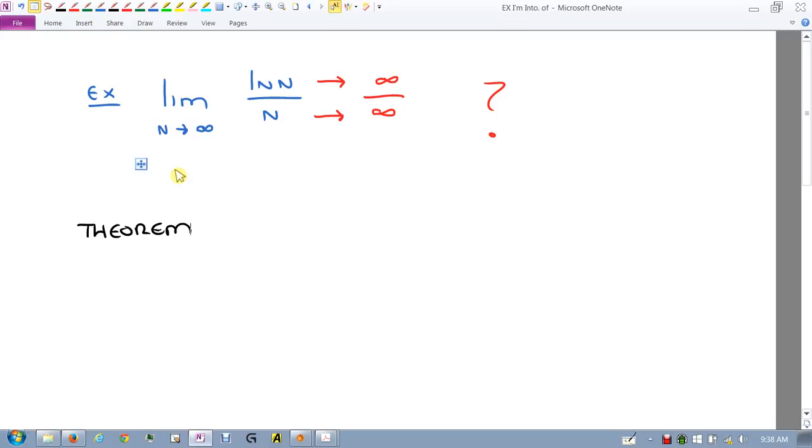Yeah, it's on page 428. It's theorem 3. The book says it a certain way, and I'm going to say it another way that I hope makes more sense.